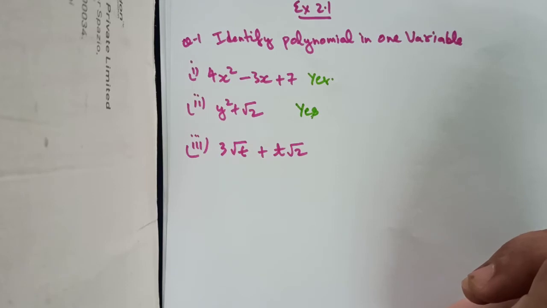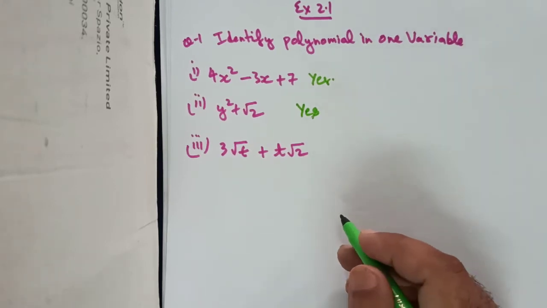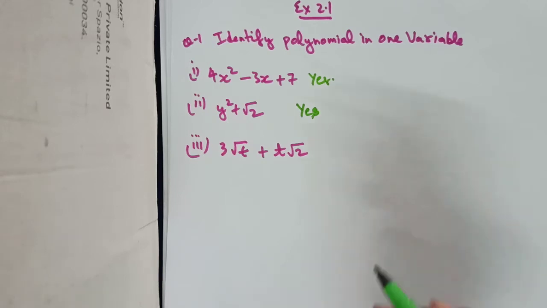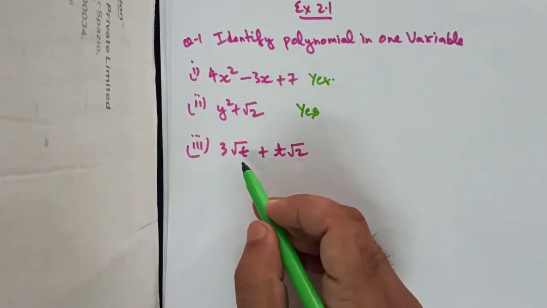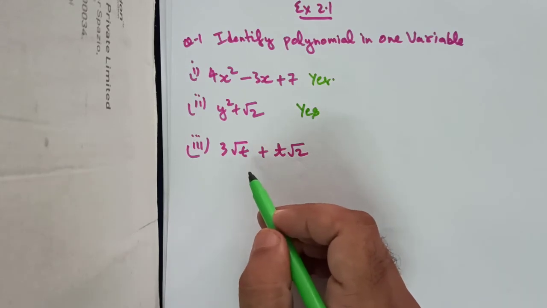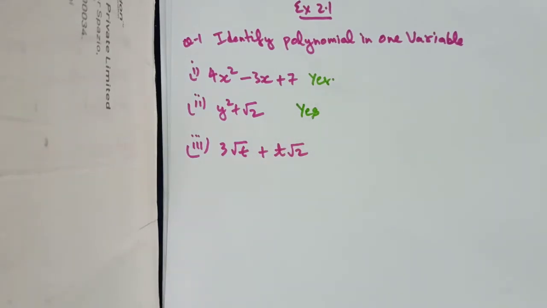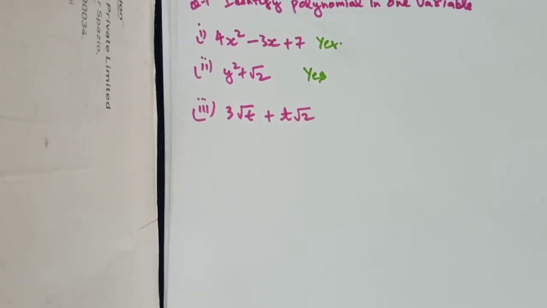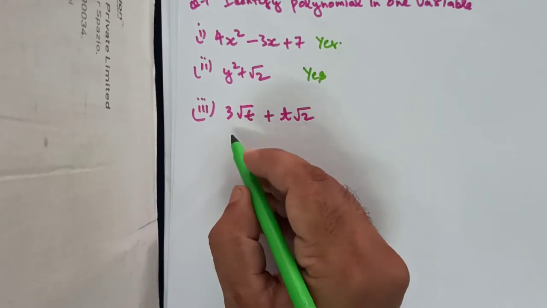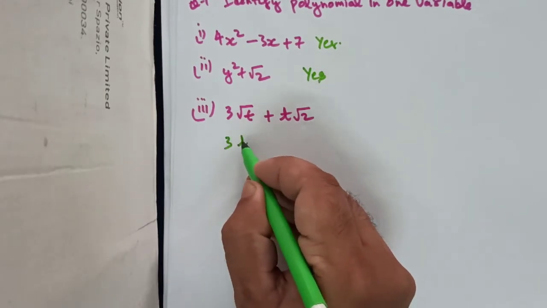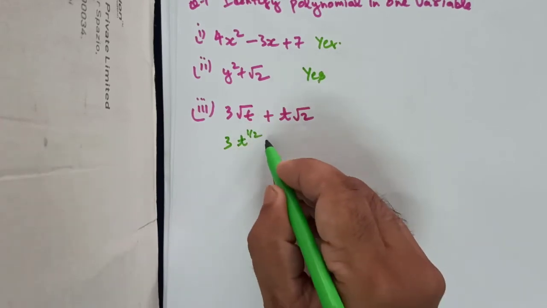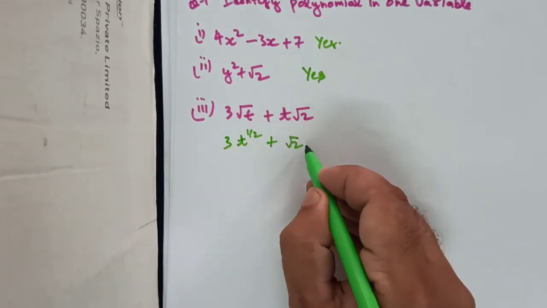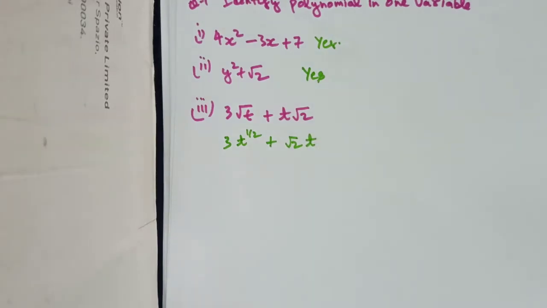It can be written as p(y). Now the third part, 3 root t plus t root 2. Now 3 root t: the square root of t can be written as t raised to the power 1 by 2. The square root of any number is basically that number raised to the power 1 upon 2. This we have already discussed. So this can be rewritten as 3t raised to the power 1 upon 2 plus root 2 into t. I have written the coefficient first and then the variable with its power.